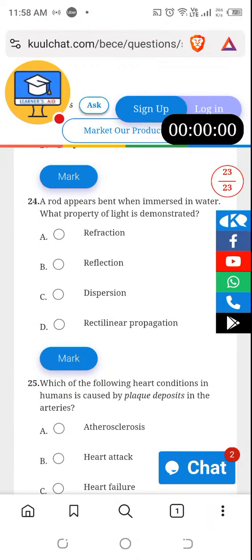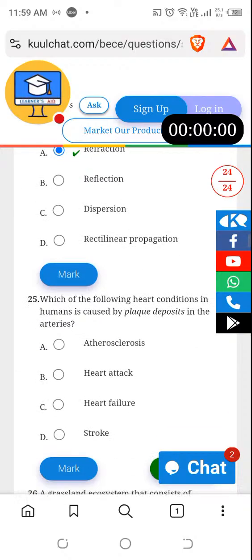A rod appears bent when immersed in water. Which property of light is demonstrated? Property of light, that's refraction, of course. So refraction of light: the change in direction of light when it moves between two media of different refractive indexes or different densities. So refraction is definitely the answer. Meanwhile, reflection has to do with the bouncing back of light, and dispersion has to do with the scattering of white light.